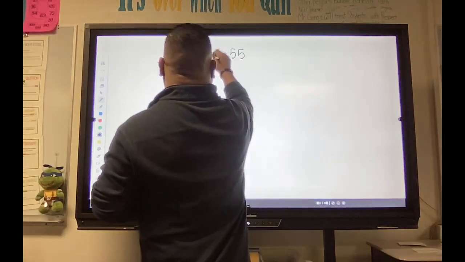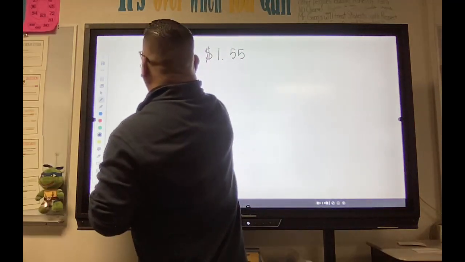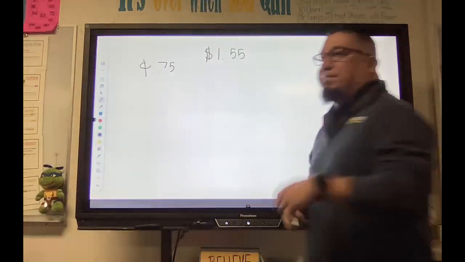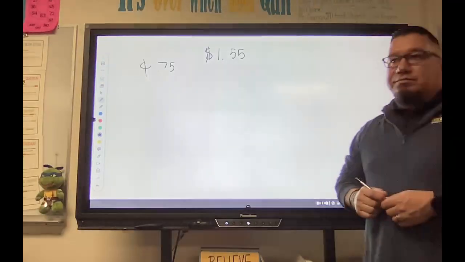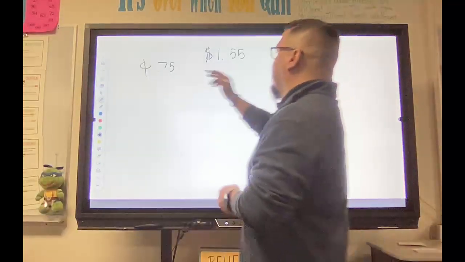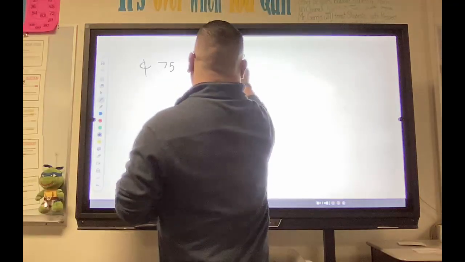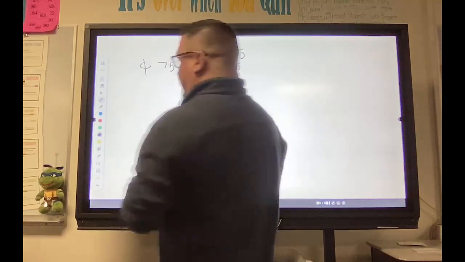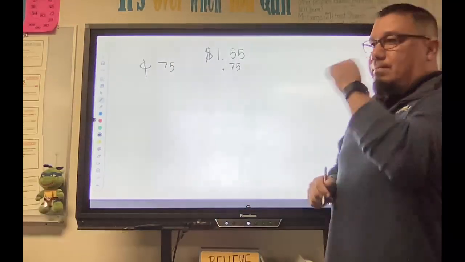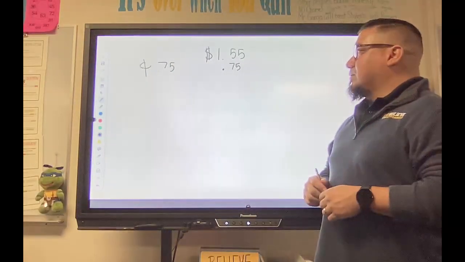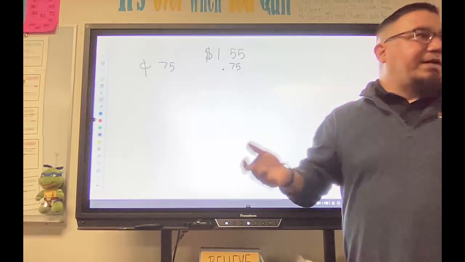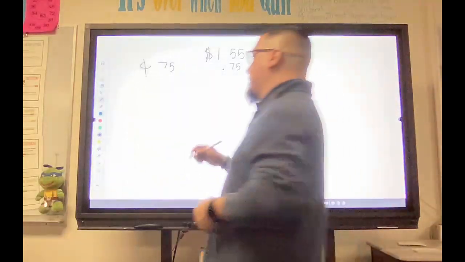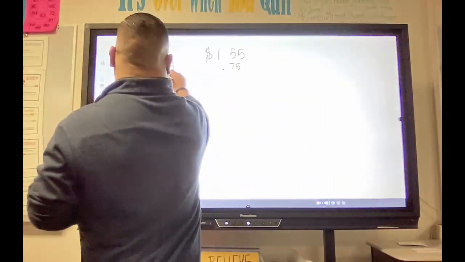Okay, so let's write down what we have. $1.55 is what we have. This is how much cents each pencil costs. How many pencils did they buy? Two. So am I going to do this minus this? No. I mean, I could, but I'd have to do it twice. Instead, what should I do first? Add the 75 together so you can find out how much you spent, right? So I'm going to add 75 cents plus 75 cents.